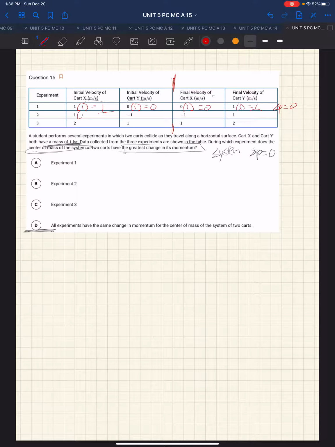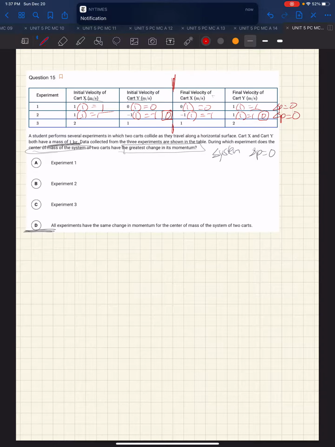Consider the second case. 1 times 1 is 1. The next cart, negative 1 times 1 is minus 1, which gives us a total momentum of 0 before. Afterward, we have minus 1 times 1, which is minus 1, and 1 times 1, which is 1, which gives us a total momentum of 0. So again, we have delta P equals 0.